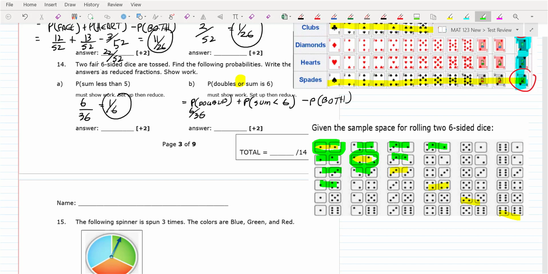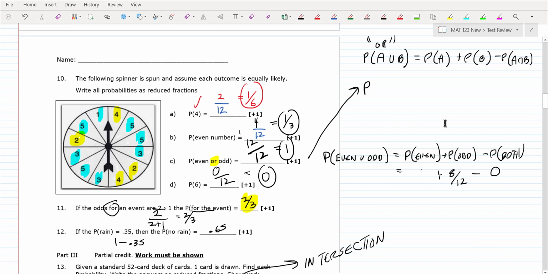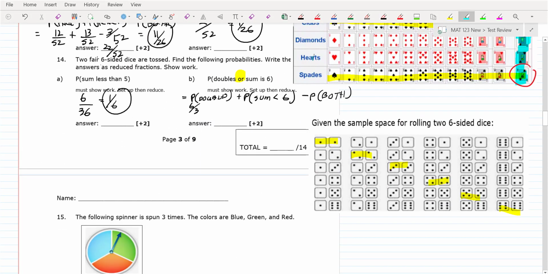Did I miss something? The sum is 6. Oh, yes. The sum is 6, not less than 6. Thank you. I was thinking, for some reason, less than. Sorry about that. That makes the problem a little easier. So the sum is 6. If you look at the sum is 6, that would happen here. It would happen there, there, there, and there, like that.